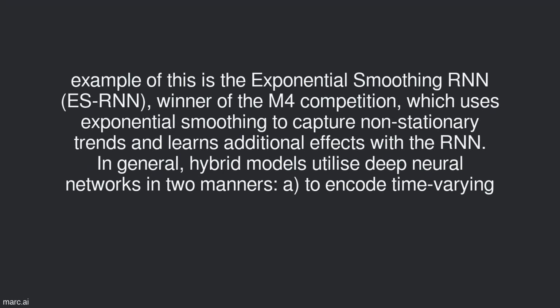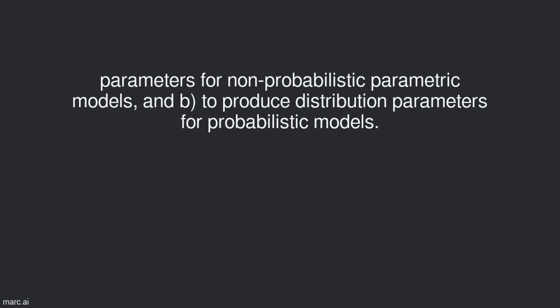An example of this is the exponential smoothing RNN (ES-RNN), winner of the M4 competition, which uses exponential smoothing to capture non-stationary trends and learns additional effects with the RNN. In general, hybrid models utilize deep neural networks in two manners: A, to encode time-varying parameters for non-probabilistic parametric models, and B, to produce distribution parameters for probabilistic models.